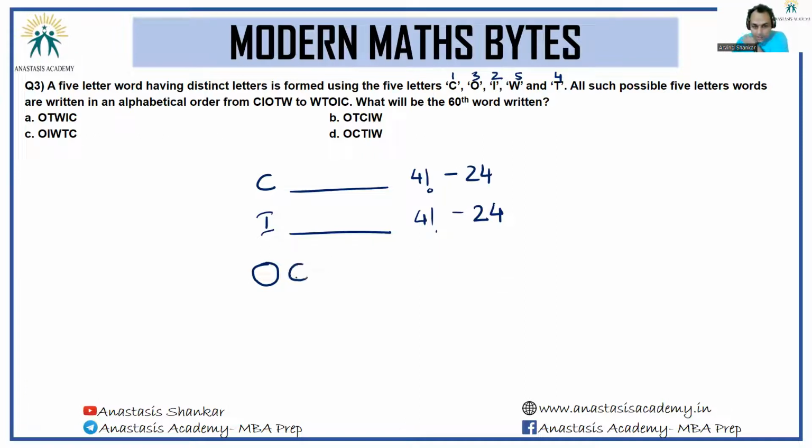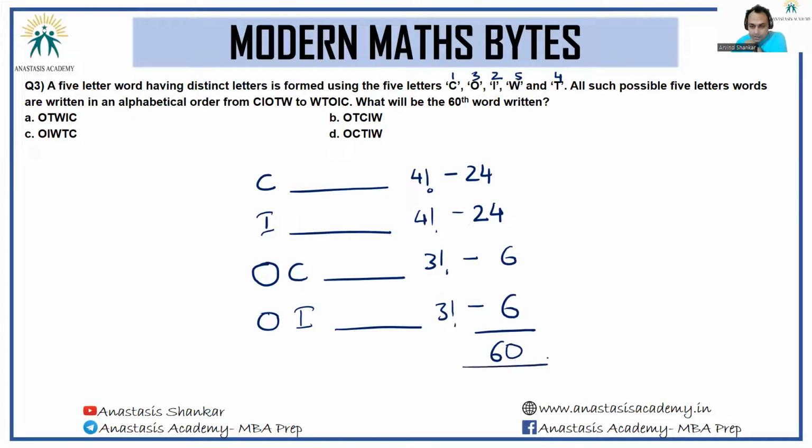So the next case I see is OC. This will come in 3 factorial, 6 ways, and next would be OI. Again, 3 factorial, 6 ways. This is wonderful. I've already reached precisely the 60th term that will get created.